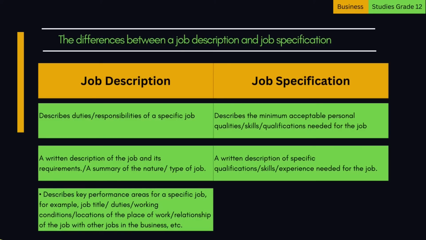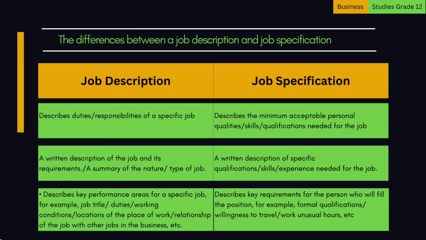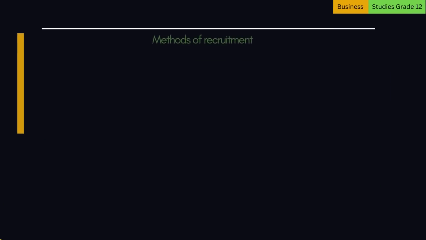3. A job description outlines the key performance areas of a specific role, including the job title, duties, working conditions, location of the workplace, and the job's relationship with other positions within the company. On the other hand, a job specification details the essential requirements needed by the person who will fill the role, such as formal qualifications, willingness to travel, and availability to work unusual hours.